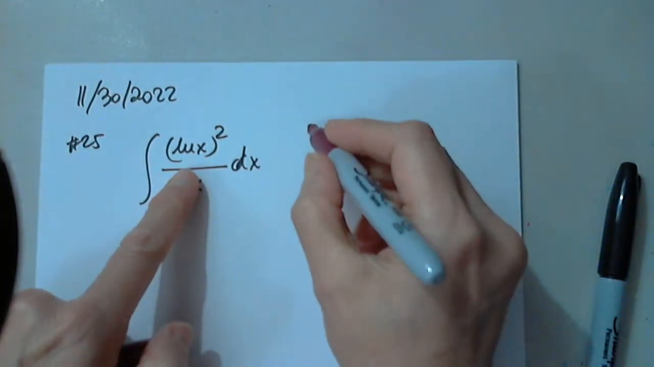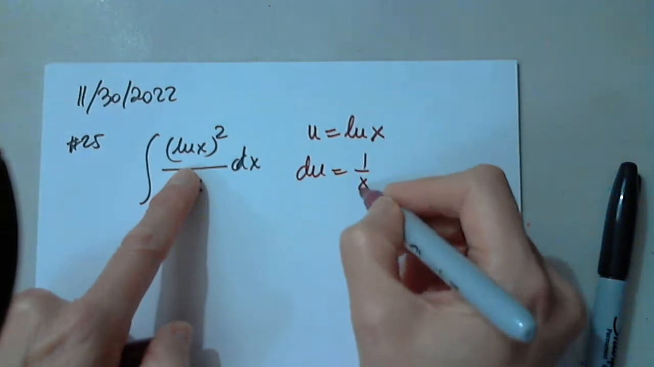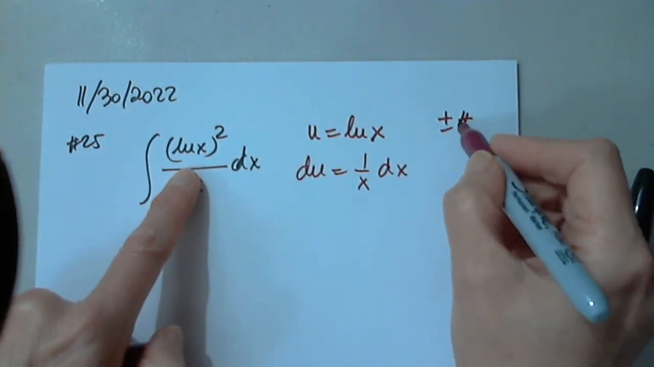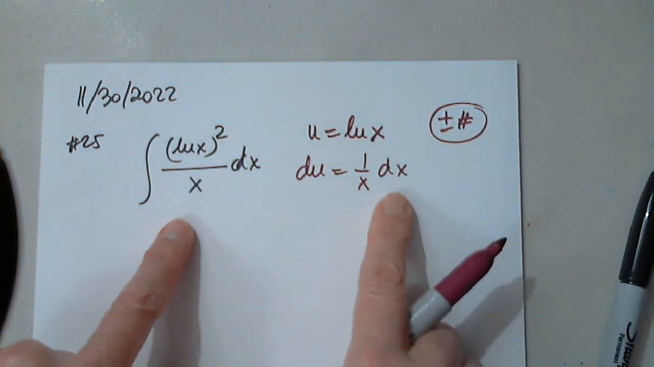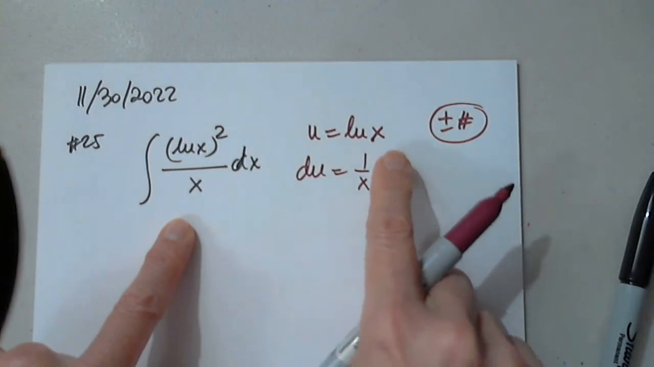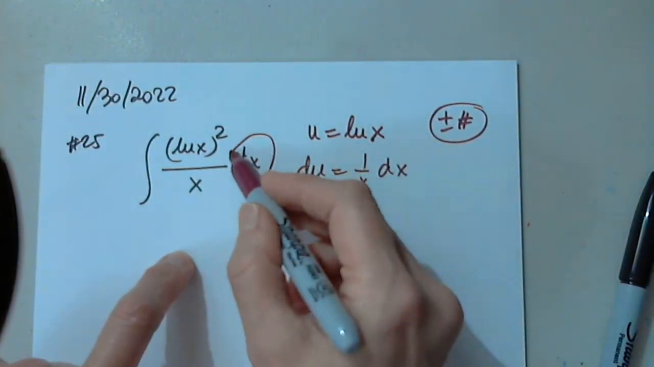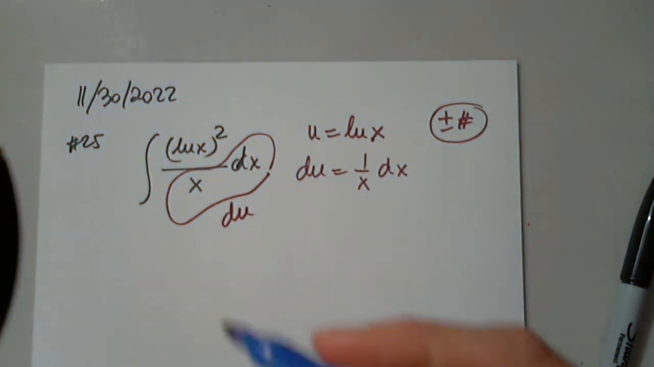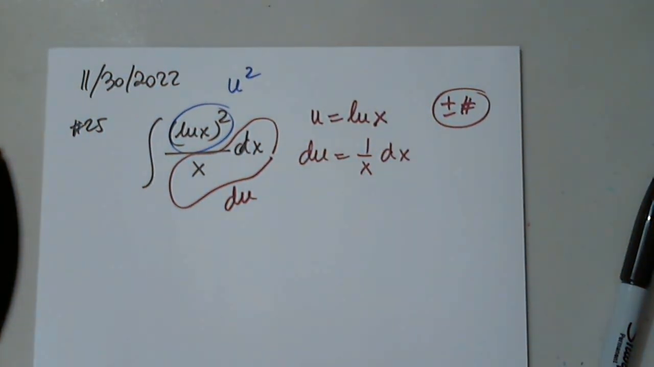So my thinking is to denote this as u, but only if du is in the problem. Minor a constant, plus or minus a number, I can always make that up. And yes, du is in the problem. dx over x, or 1 over x times dx, is the same thing. So this is my du, and this is my u squared. So I simplified it tremendously.